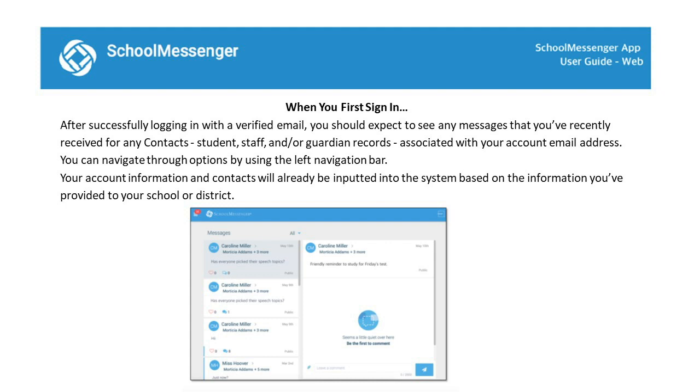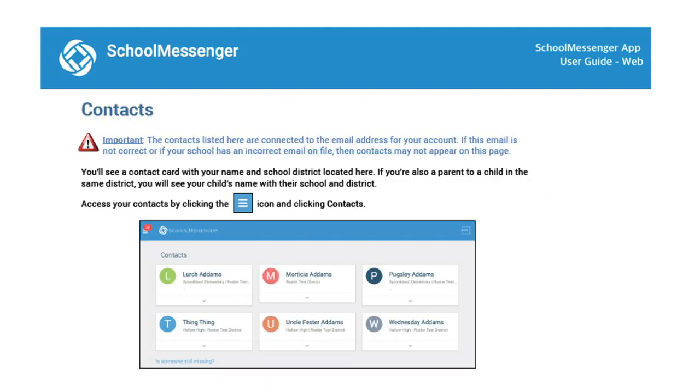You can navigate through the options by using the left navigation bar. Your account information and contacts will already be inputted into the system. The contacts listed here are connected to the email address for your account. You'll see a contact card with your name and the school district located here. Parents will also be able to see their child's name with their school and district. Access your contacts by clicking the icon with the 3 lines and clicking Contacts.